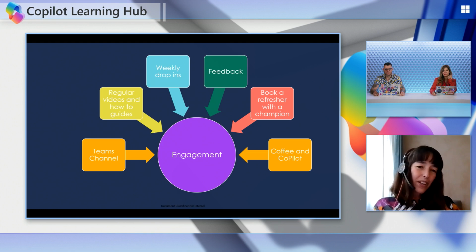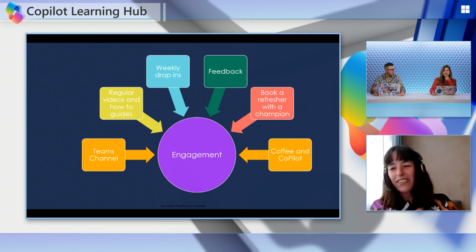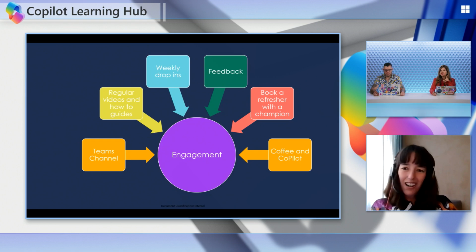I like those drop-in things you said too, where people could come and drop in and ask you questions. Yeah, people loved that. That's clever. That's genius.